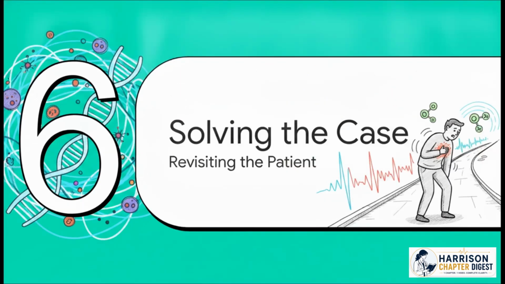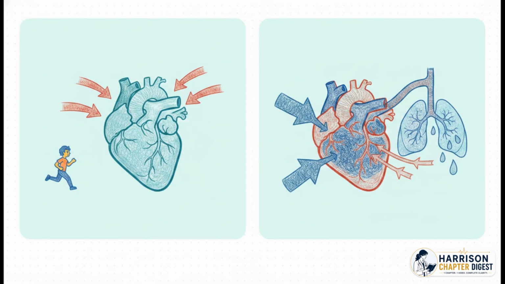Section 6. Solving the clinical case. Armed with all this biology, let's go back to our patient, who is gasping for breath on their walk. A healthy heart would just use adrenaline to instantly ramp up contractility and handle the extra blood returning from exercising muscles. But our patient's diseased heart? It just can't. Its inherent contractility is broken.